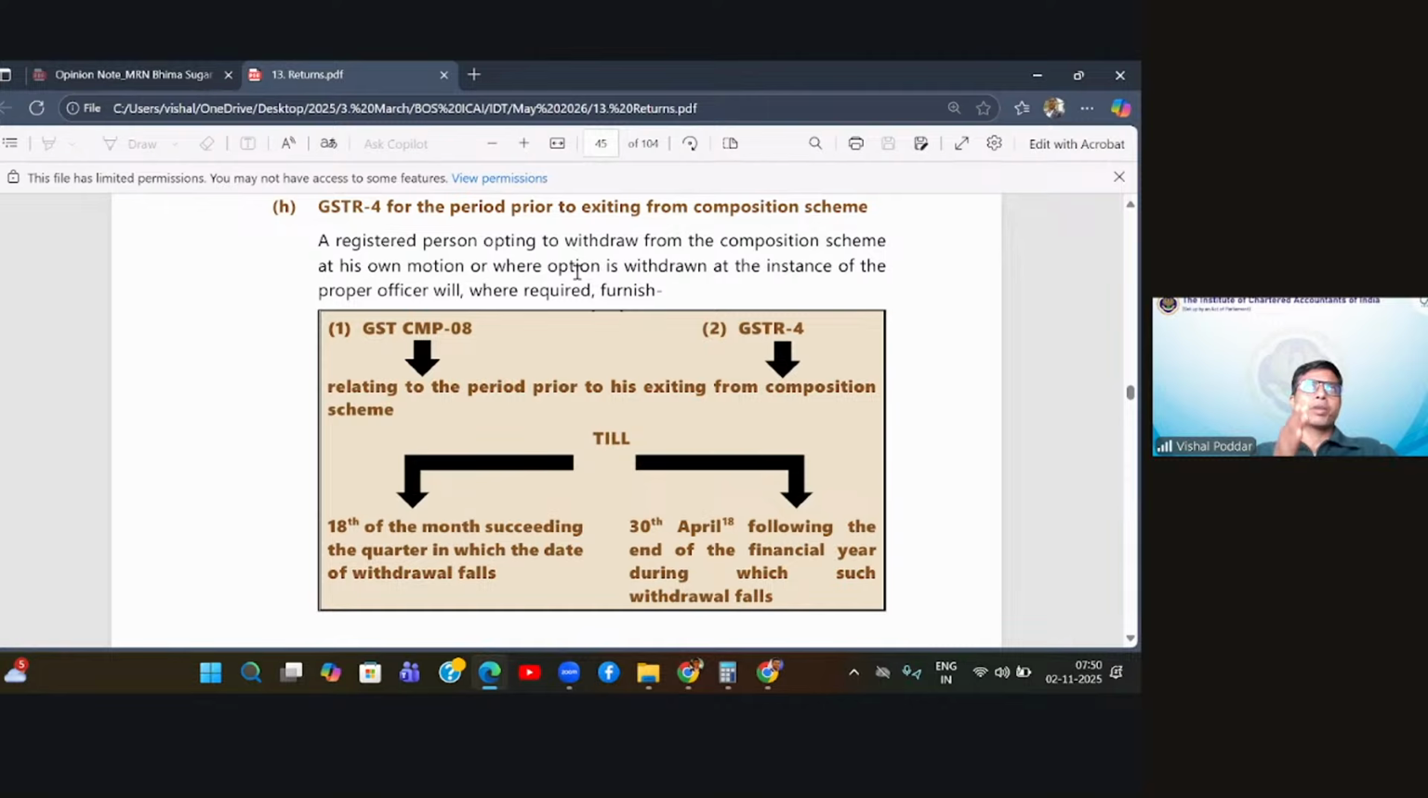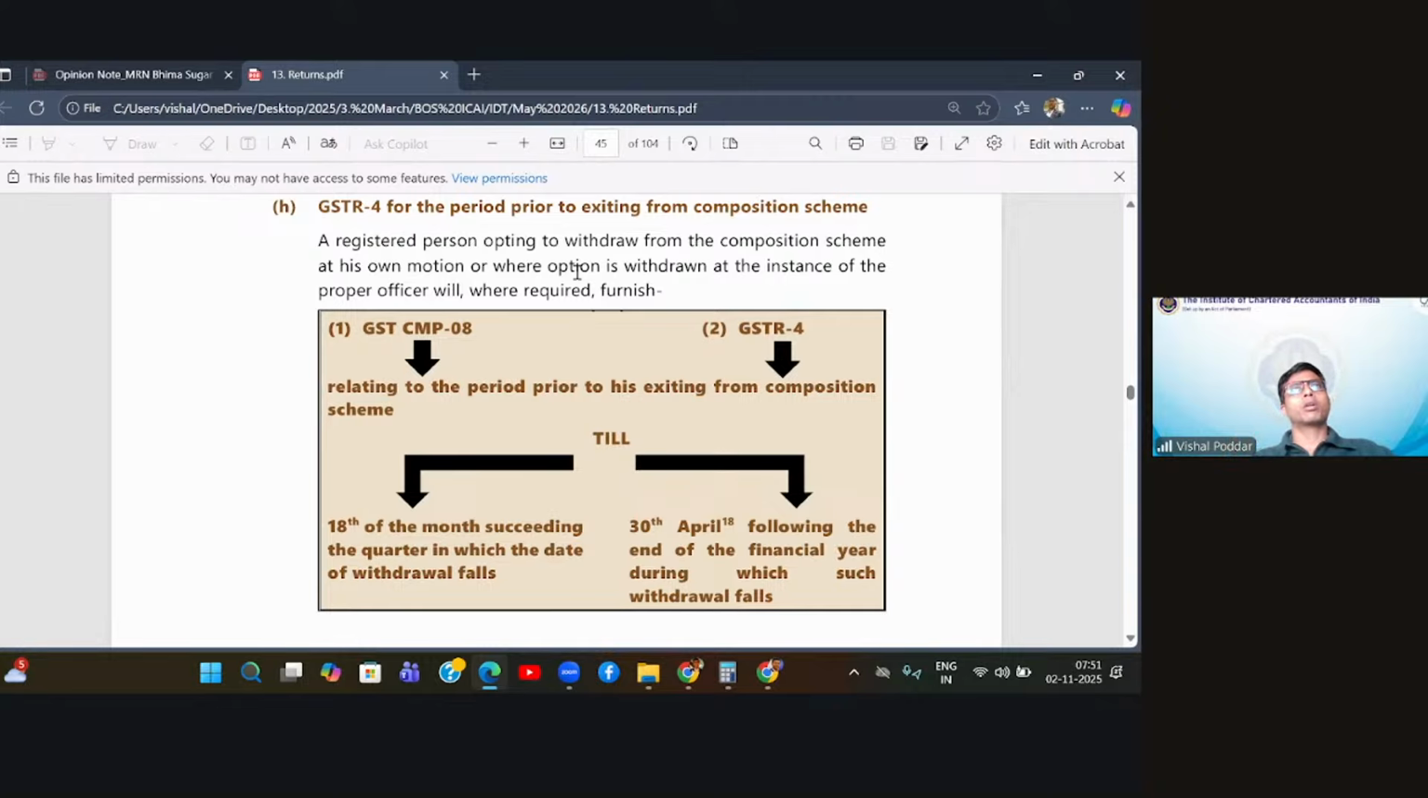Now, the point is, let us say this happened on 31st October, that I crossed the turnover of 1.5 crore or I made an interstate supply which is not allowed to a composition dealer. In this particular case, up to October, I am a composition dealer. From 1st November, I become a regular dealer. So the point is, up to 30th October, I should have filed and paid tax as per a composition dealer. Now, for the first 2 quarters, I would have paid tax already.